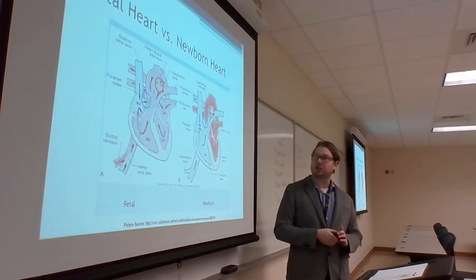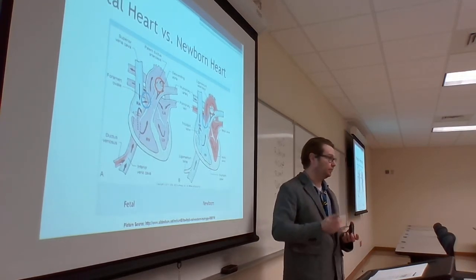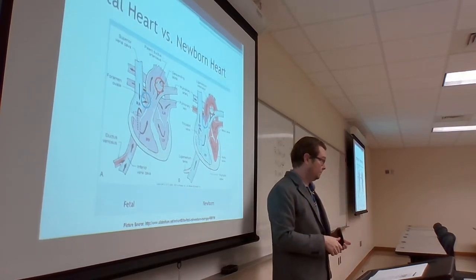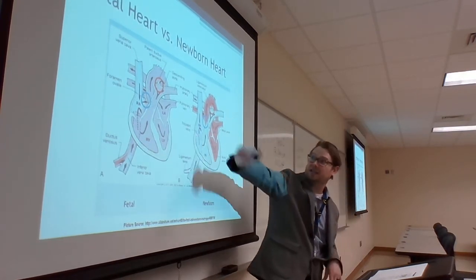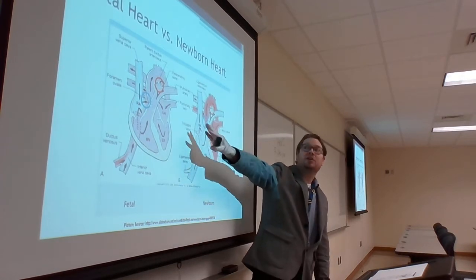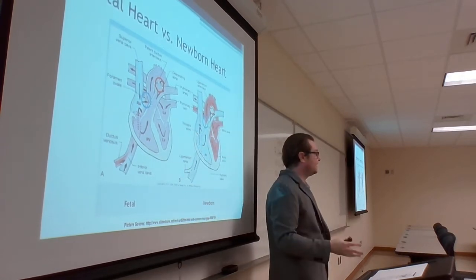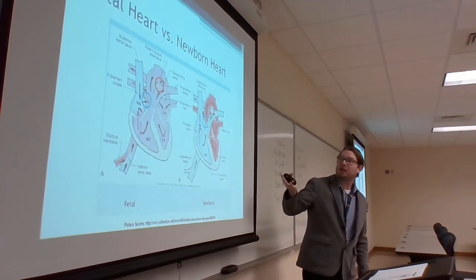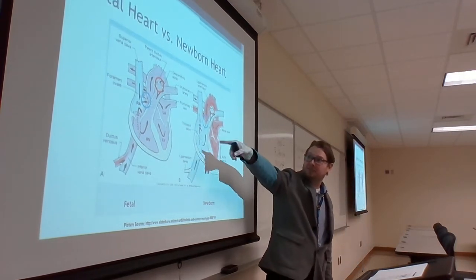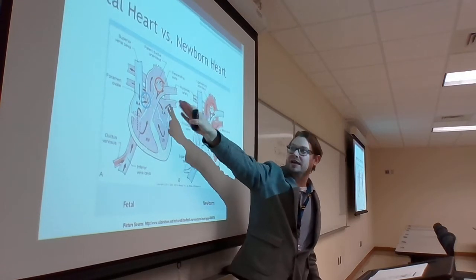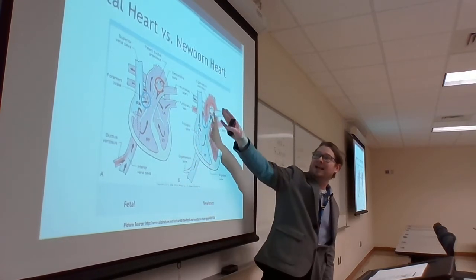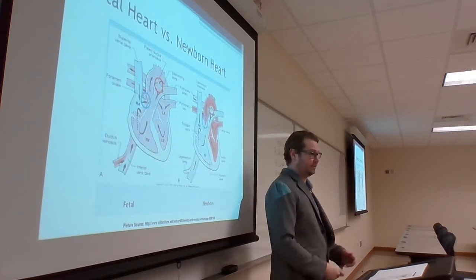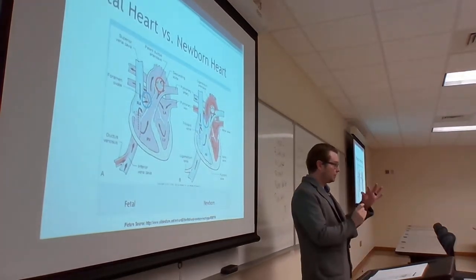Now, the closure is triggered by different things. So each of these things happens for different reasons. Let's talk about the patent ductus arteriosus. So first off, what does it do? What does it allow? It shunts the blood that was going to flow into the lungs back into circulation. So it connects the aorta and the pulmonary arteries. Okay? So it connects those two.